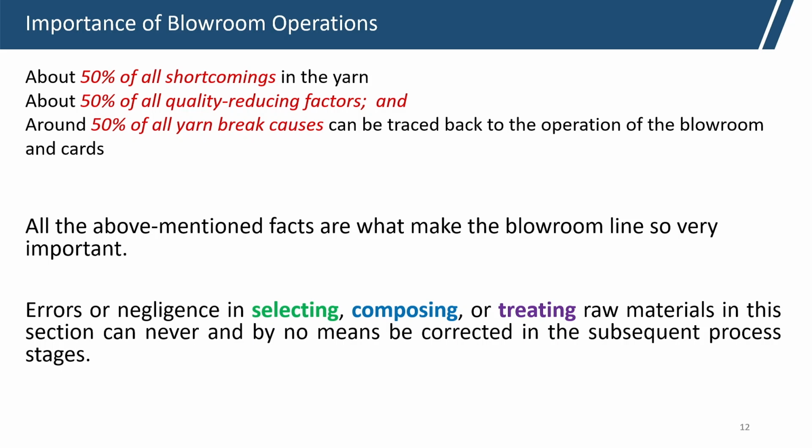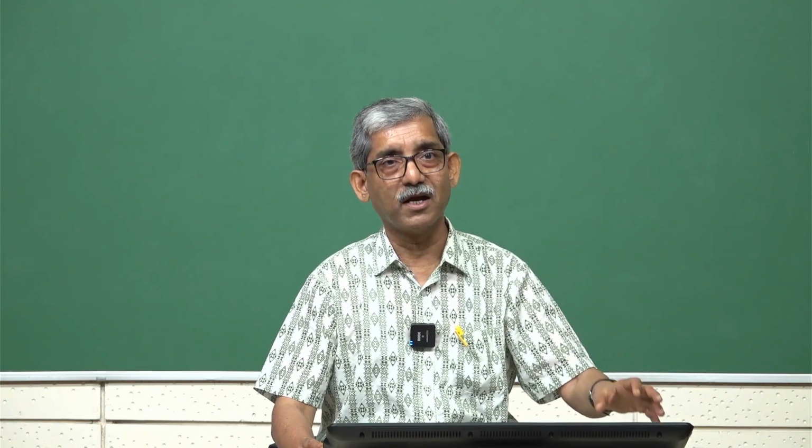Errors or negligence in selecting the composition and treating the raw material in this section can never be corrected. If we select the wrong raw material or wrong composition, that cannot be rectified. That is very important, because this is an important initial stage, and the subsequent stages will actually exaggerate the error. So that cannot be rectified.